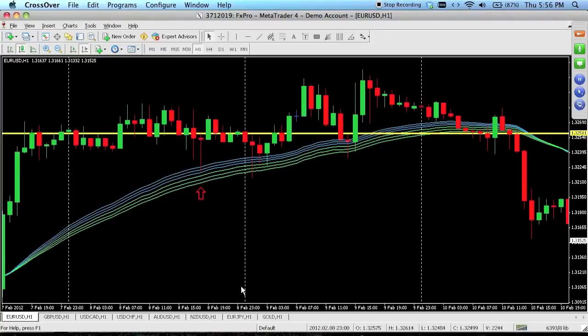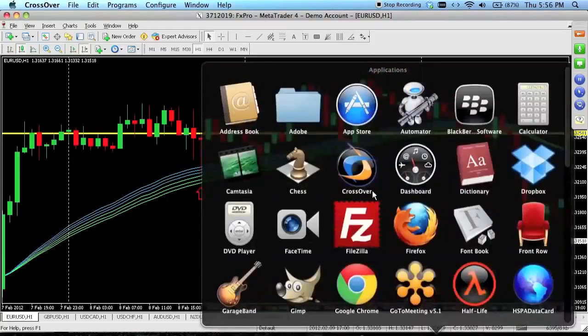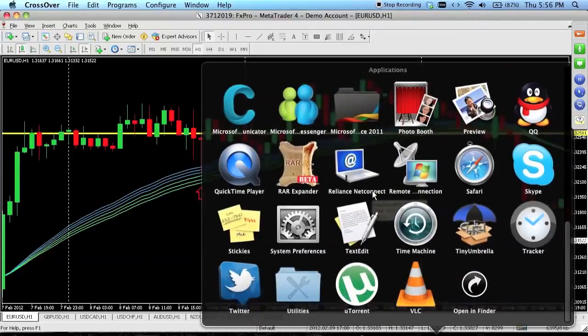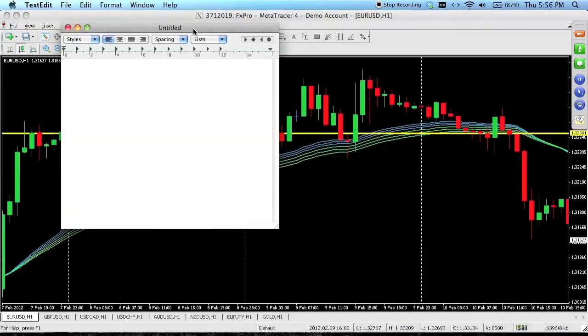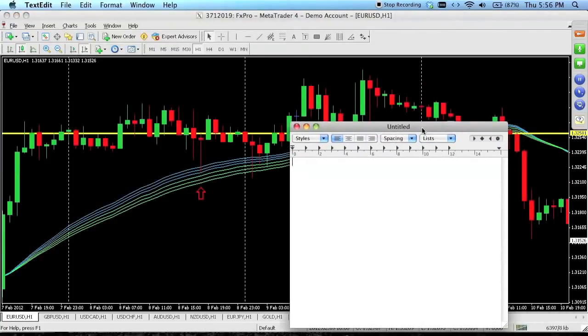Okay, let's write this down. There's three criteria we need to look at, and only three criteria. Let's write this down, and let me increase my font size. Okay, one, we need to check for, is it congested? The MAs.